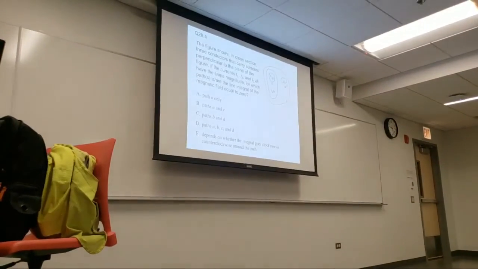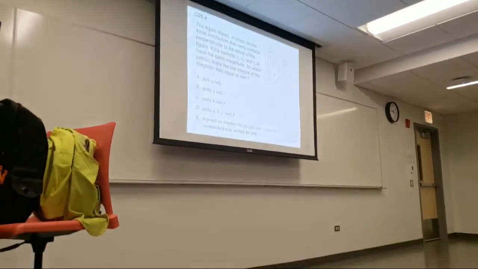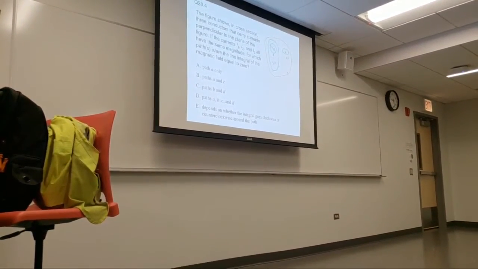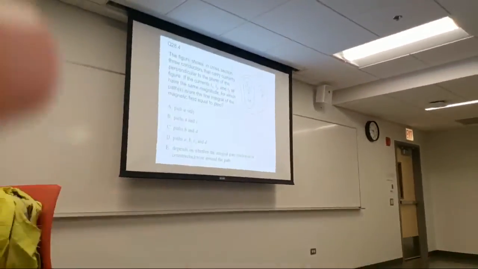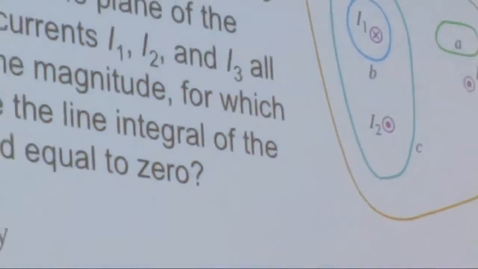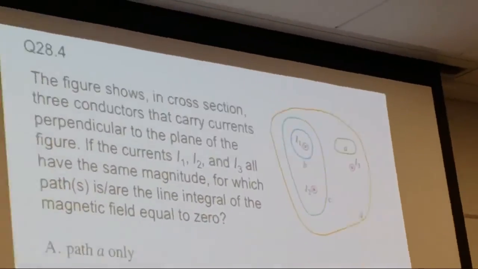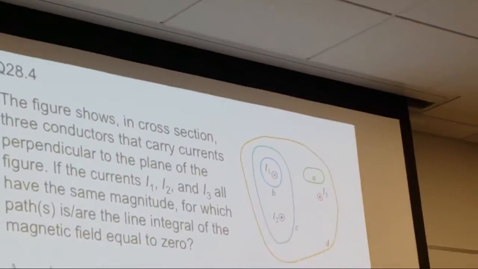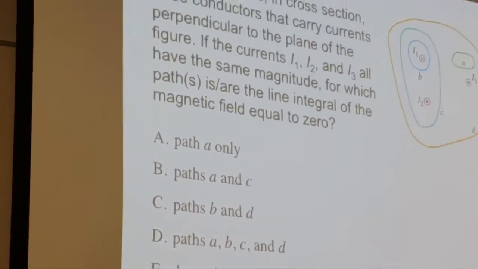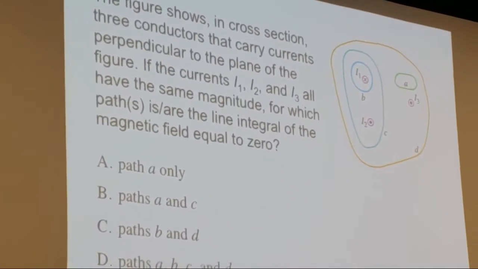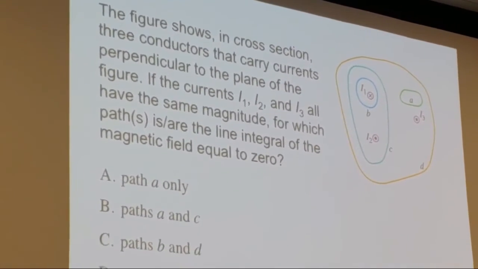All right, so a question for you. The figure shows, in cross-section, currents coming in and out of the board, perpendicular to the plane of the figure. If the currents I1, I2, and I3 all have the same magnitude, for which path, if there are many, or maybe only one, is the line integral of the magnetic field equal to 0? I'm going to give you 30 seconds.